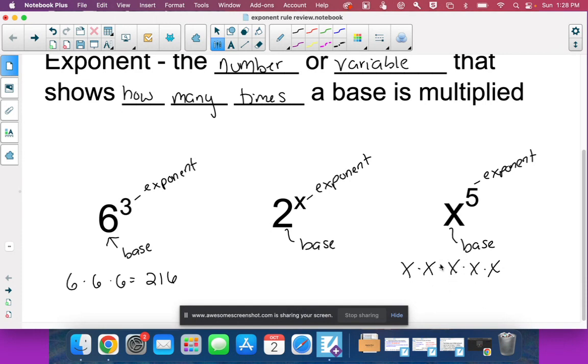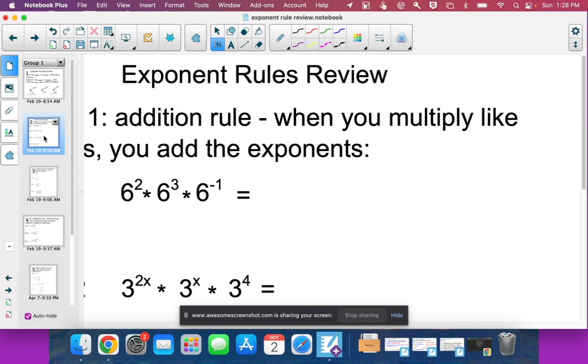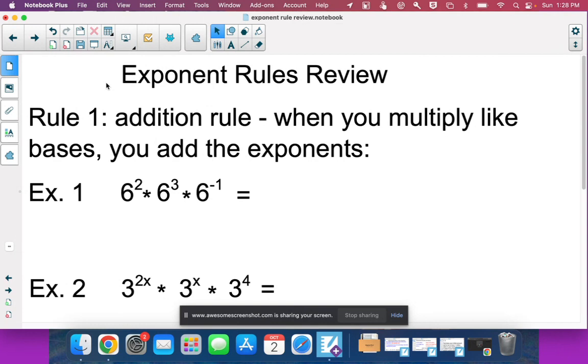Okay, so we're going to review exponent rules. Some of these you should already know and should have already worked with, and then we're going to kind of put them all together. Okay, so there are 5 or 6 basic rules for exponents, and they're done in a certain order when we start actually putting it all together.